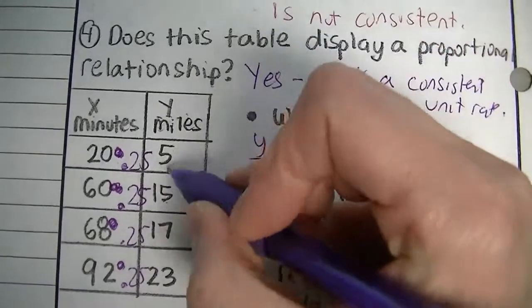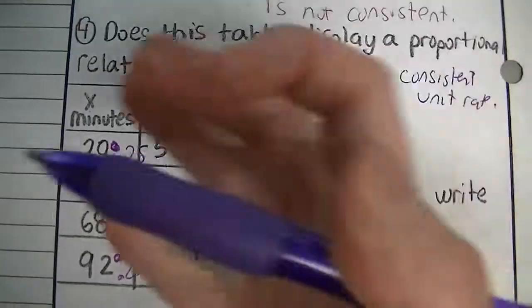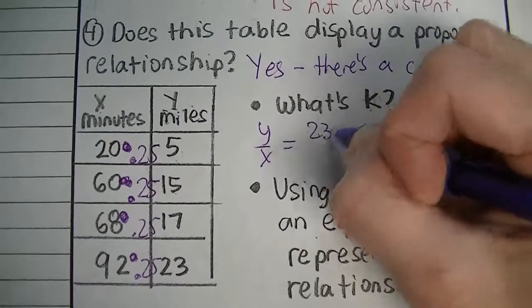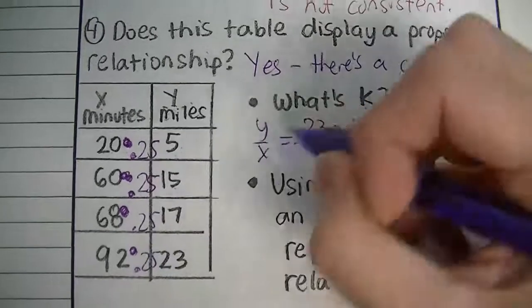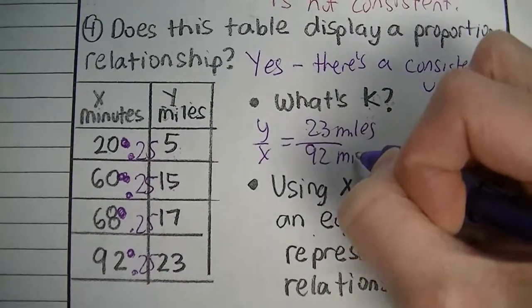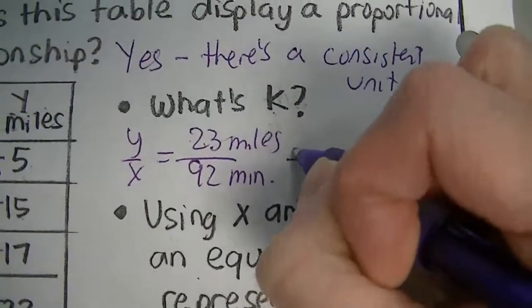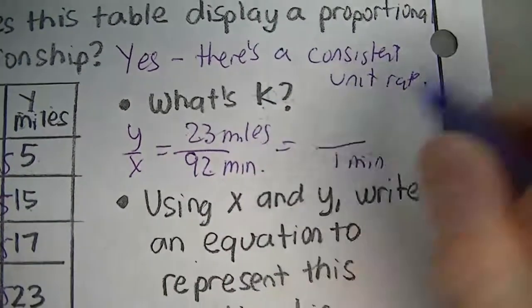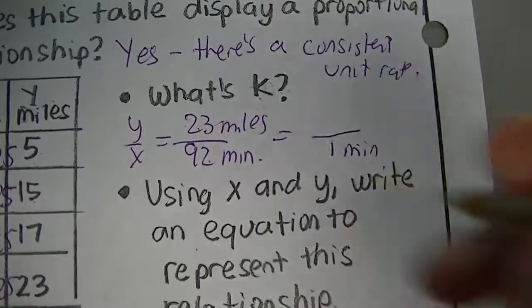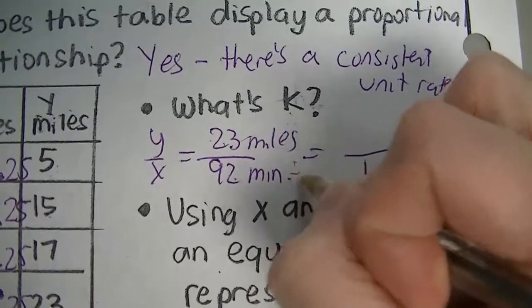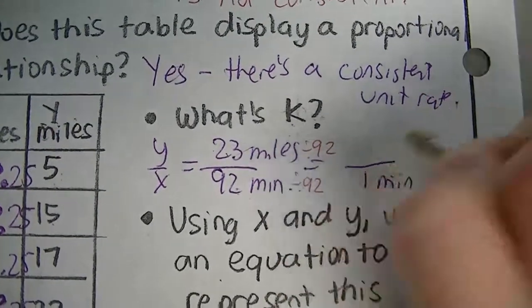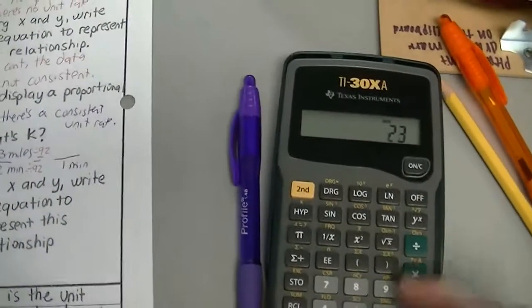We want to label it. So let's just pick any one of these values because we all know that this is a proportional table. So I can go 23 miles in 92 minutes. So that's not the unit rate. I've got to get 1 in the denominator. So 92, how do you get from 92 to 1 using multiplication or division? Well, we can divide it by 92. 92 divided by 92 is 1. So we've got to go 23 divided by 92, and we get 25/100ths.